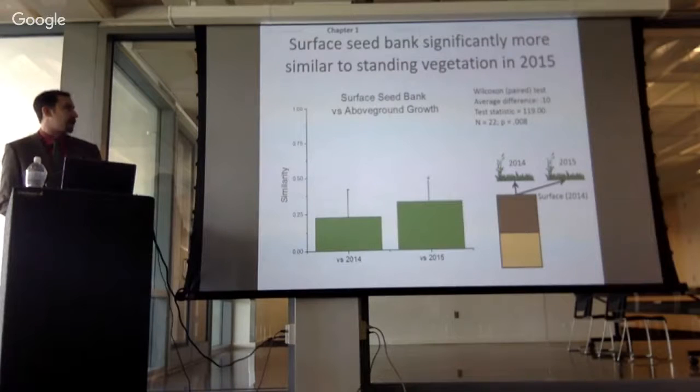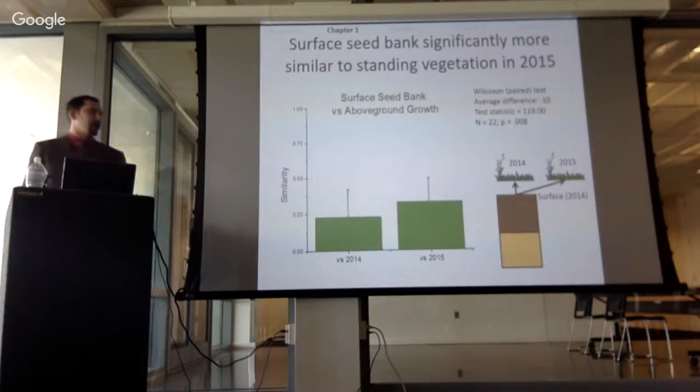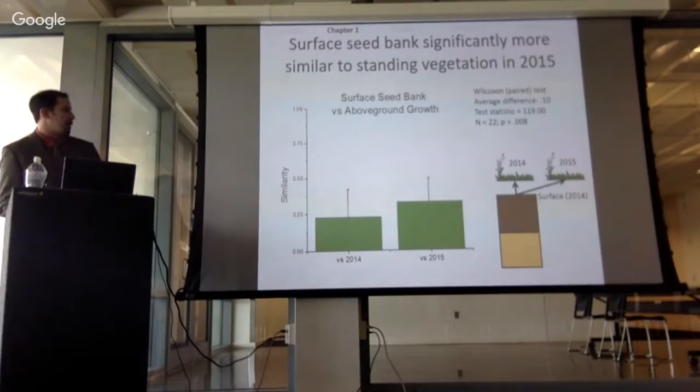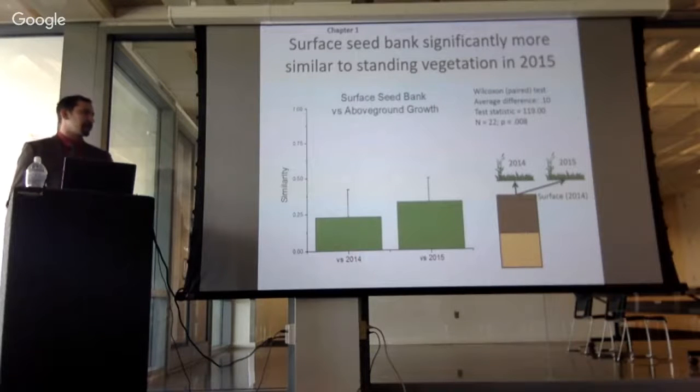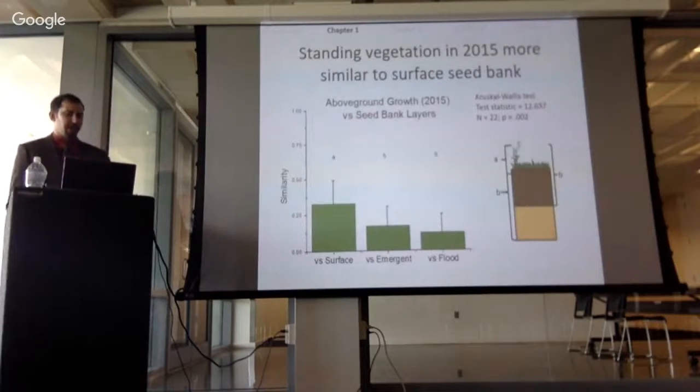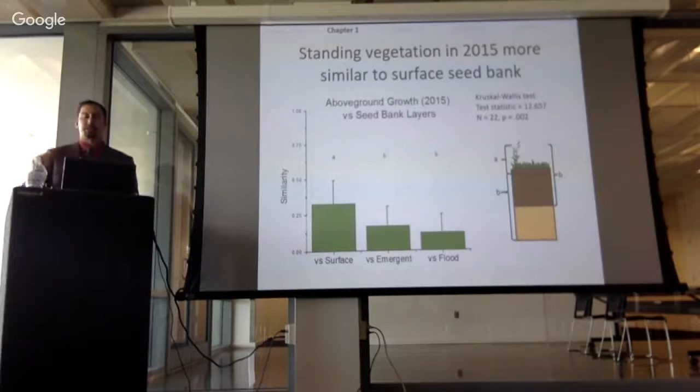Utilizing our paired non-parametric analogy to a paired t-test, I found that the above ground vegetation became significantly more similar to the surface seed bank in 2015 compared to 2014. Additionally, comparing that above ground vegetation to the various layers, the above ground community in 2015 was significantly more similar to the surface layer than either the emergent layer as a whole or the flood layer.